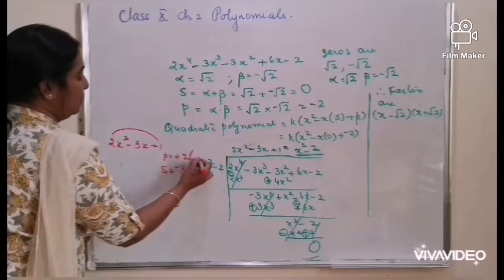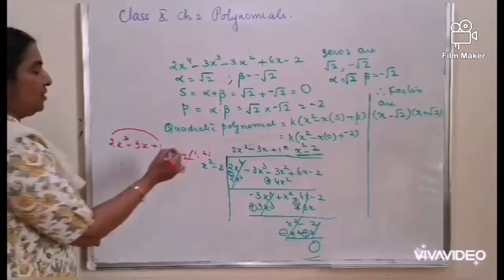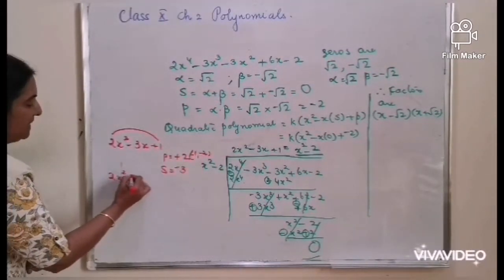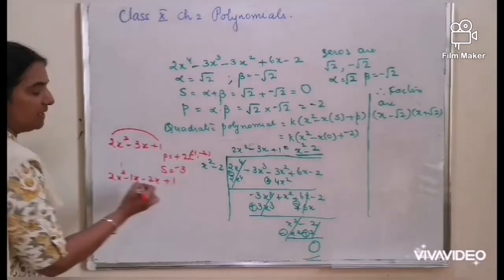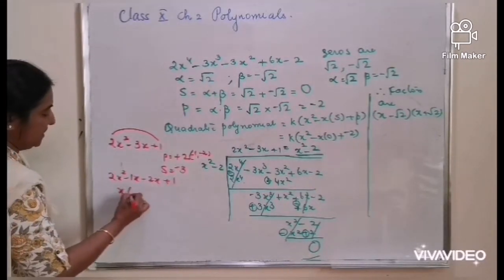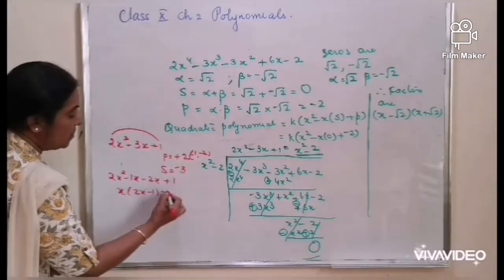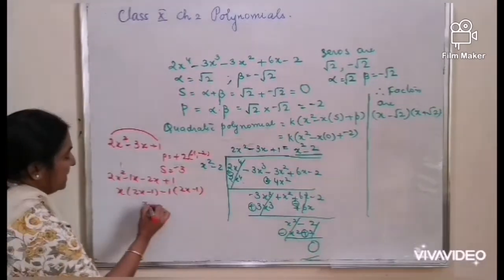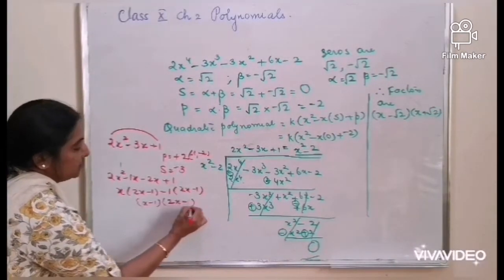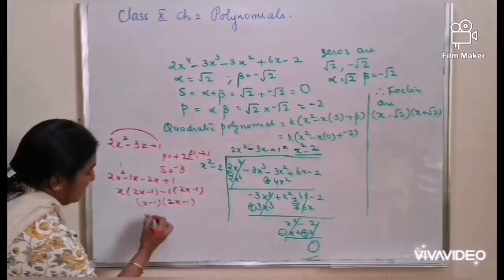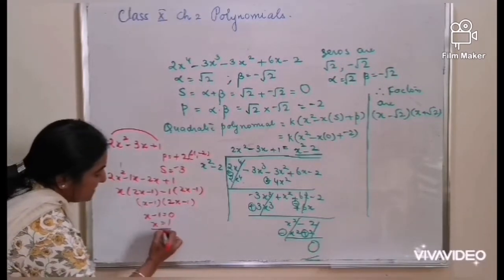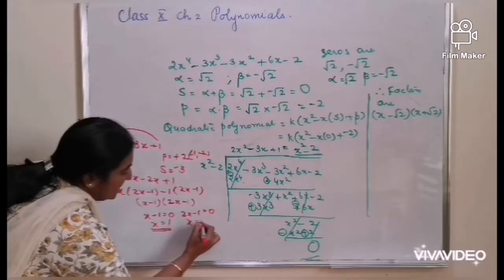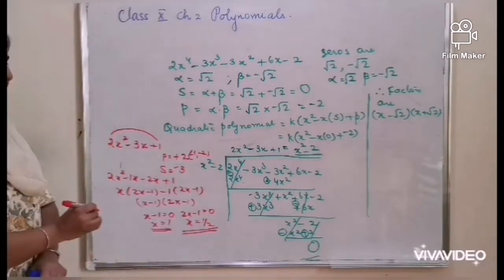The factors of 2 are 1 and 2. Based on the sign, it is minus 1 and minus 2. 2x square minus 1x minus 2x plus 1. x into 2x minus 1 minus 1 into 2x minus 1. x minus 1 into 2x minus 1. x minus 1 equal to 0 shows that x equal to 1. 2x minus 1 equal to 0 shows that x is equal to positive half.